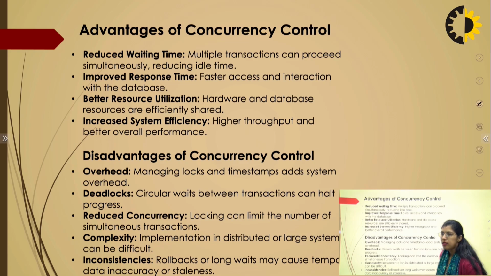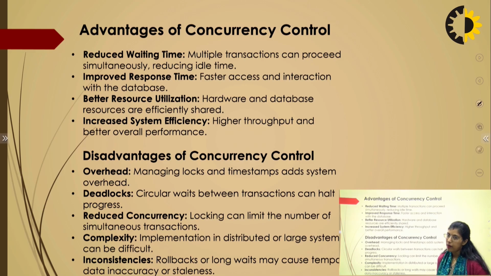Moving on to the advantages and disadvantages of concurrency control. Here you can see the advantages. It reduces the waiting time because multiple transactions can proceed simultaneously. Improved response time, because faster access and interaction can be done in the database. Better resource utilization. As you all know, hardware and database resources are efficiently shared in this case because multiple transactions are running at the same time. So better resource utilization is there. Next, increased system efficiency. Higher throughput and better overall performance is there.